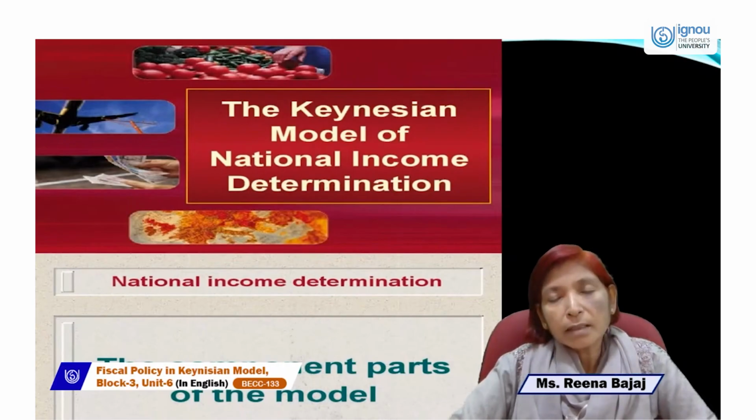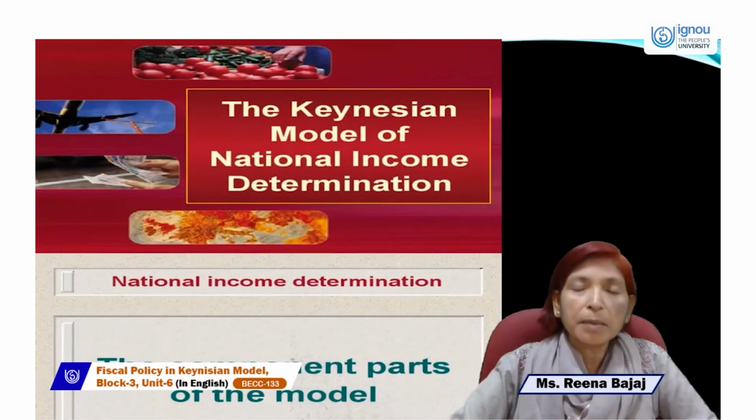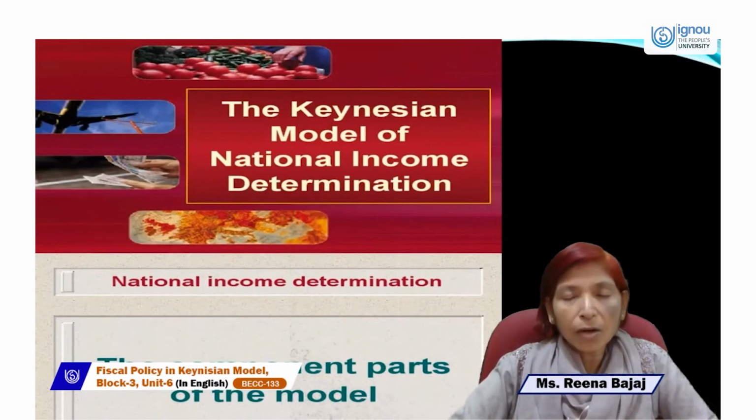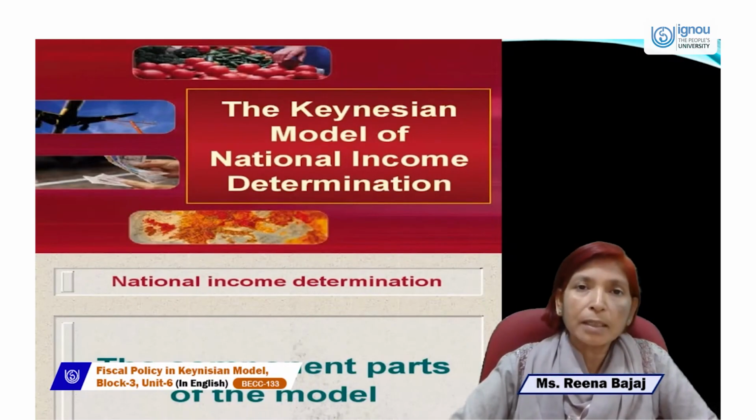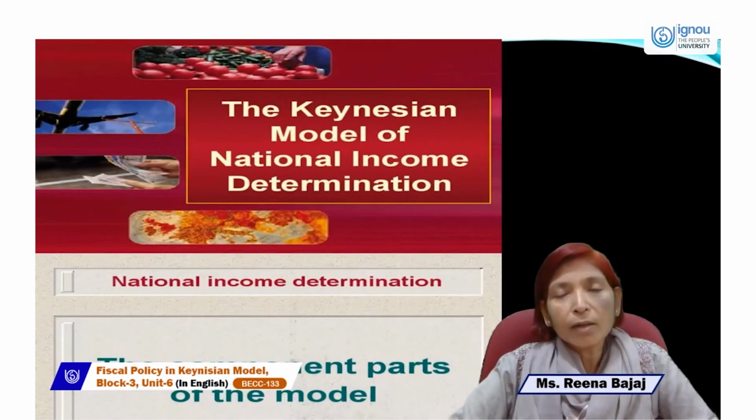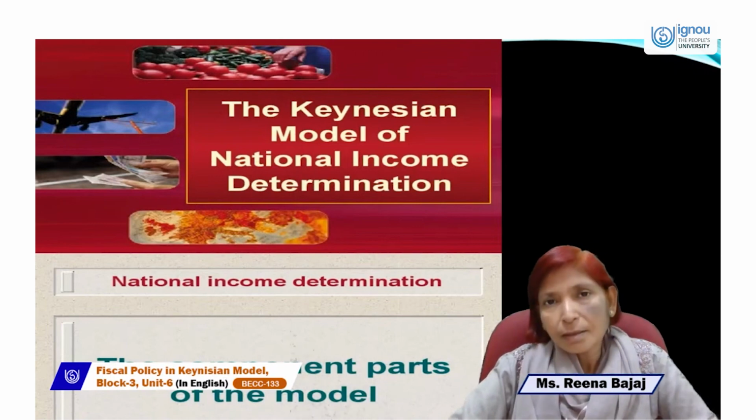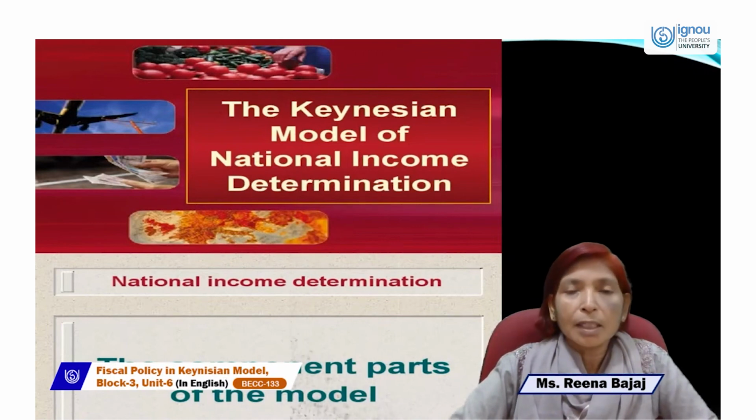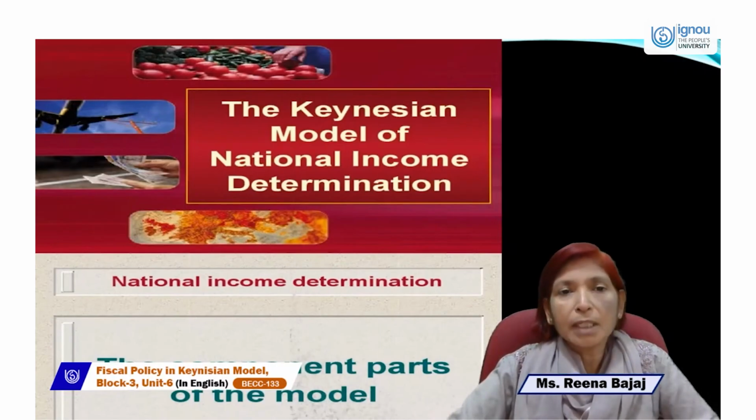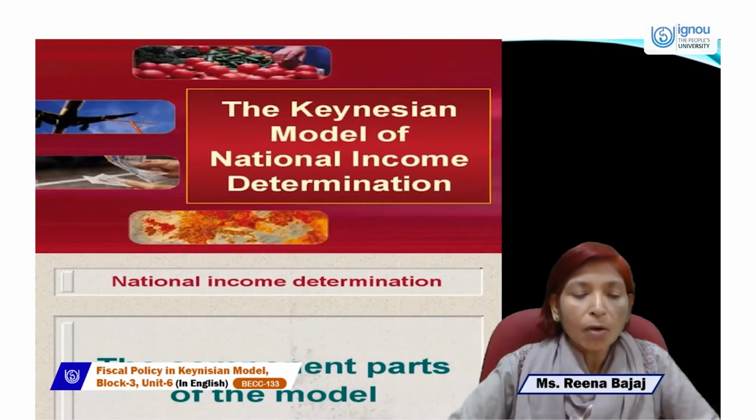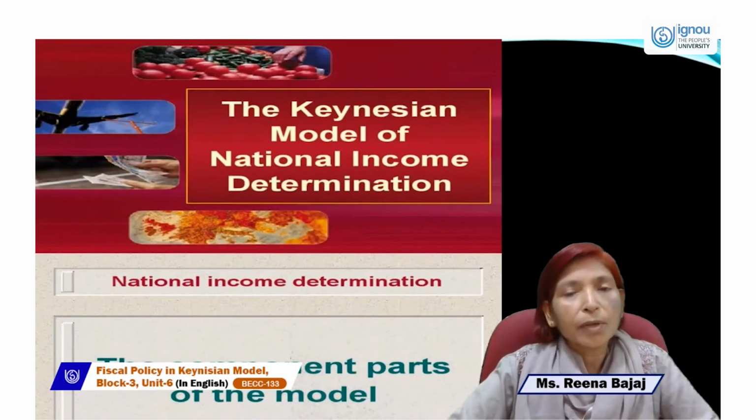National income can be determined in a two-sector economy. National income can be determined in a three-sector economy, which is known as the government sector economy. And national income can be determined in a four-sector economy, known as an open economy, in which the role of government and the external sector or rest of the world are all included. So, how national income is determined in a two-sector, three-sector and four-sector economy, all these concepts we will discuss in today's session.